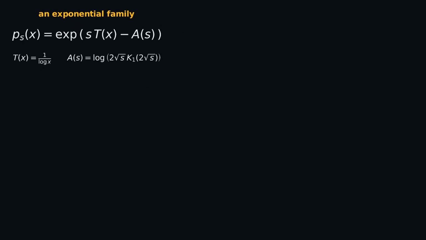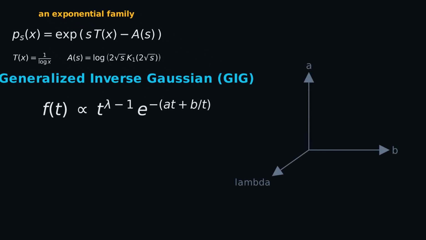Let's zoom out. In t-coordinates, density is proportional to t to the lambda minus 1 times e to the minus a t minus b over t. These form the generalized inverse Gaussian family. 3 parameters, one of the great workhorses of statistics. Our family is a one-dimensional thread inside it. Lambda equals 1, a equals 1, and b equals s.